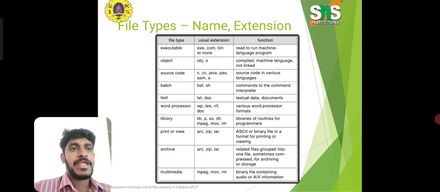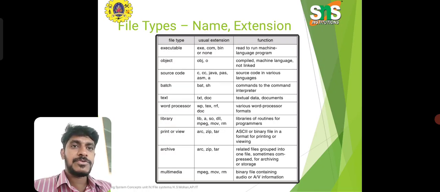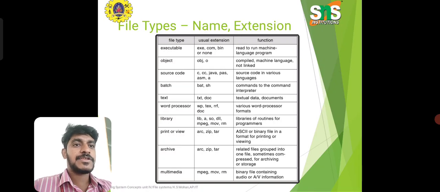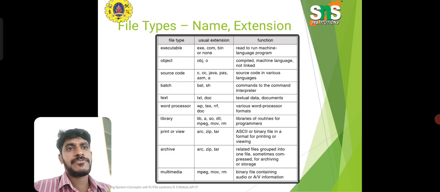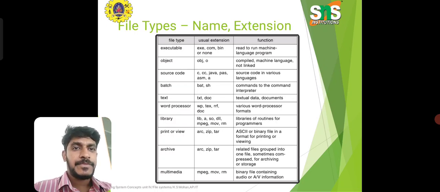Next, file types, which have a name and an extension. The file types we have are executable, object, source code, batch, text, word processor, library, printer view, archive, and multimedia. The usual extensions and functions are: ready to run machine language programs, compiled machine language not linked, source code in various languages, commands to the command interpreter, textual data, documents, and various word processor formats. Libraries are routines for programs. So here are the different types of files with their names and extensions.